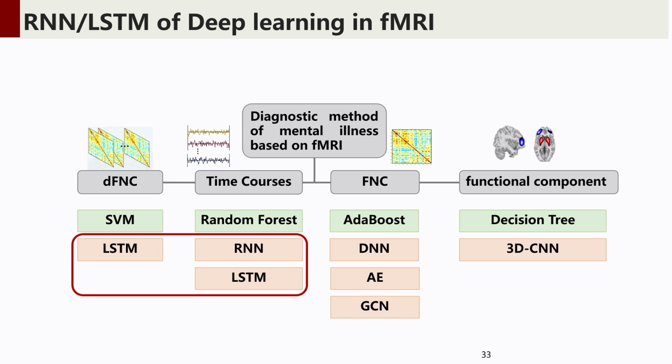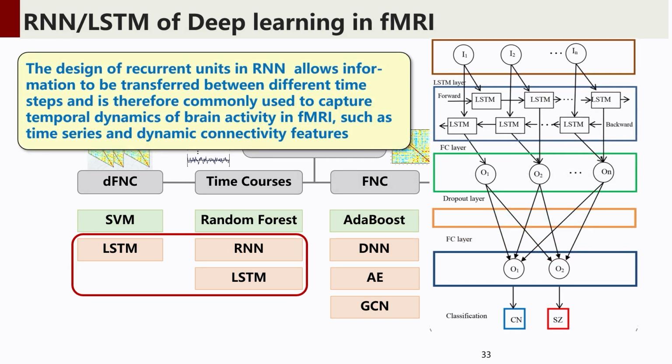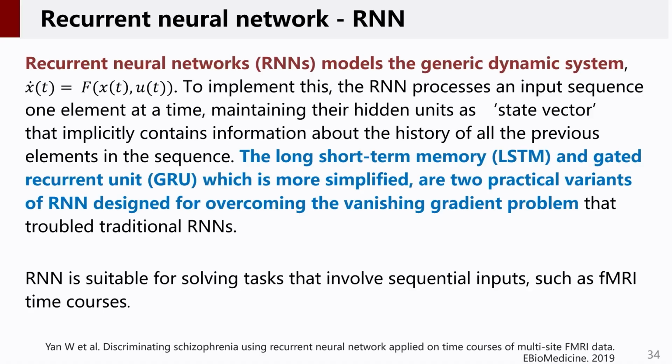And next, we go into recurrent neural networks for sequential time processing. We know that the RNN was designed to allow information to be transferred between different time steps. Therefore, it is commonly used to capture the temporal dynamics of brain connectivity in fMRI, such as time series or dynamic functional connectivity features. The RNN usually models dynamic symptoms, and examples are long short-term memory and the gated recurrent unit, that is GRU, which is more simplified. There are two practical variants of RNN designed for overcoming the gradient problems that usually trouble traditional RNNs.